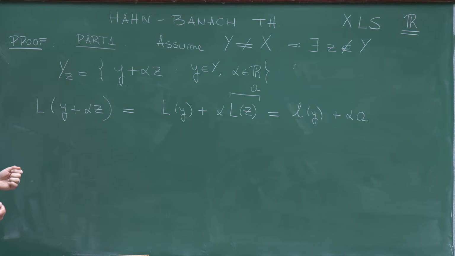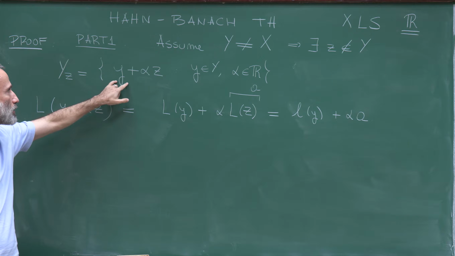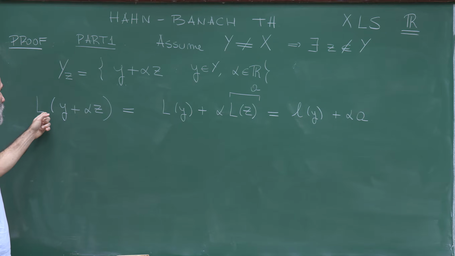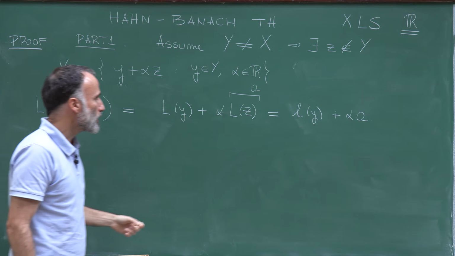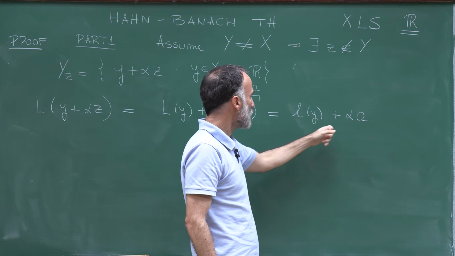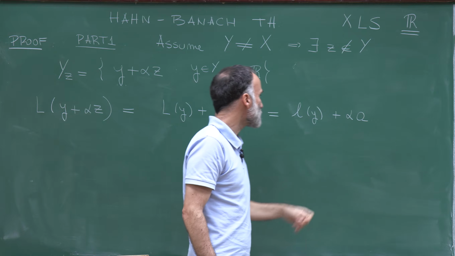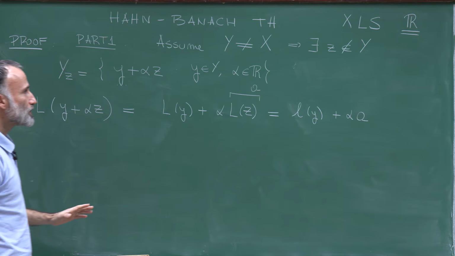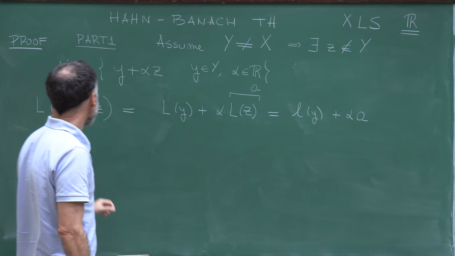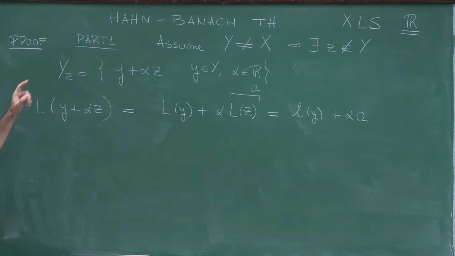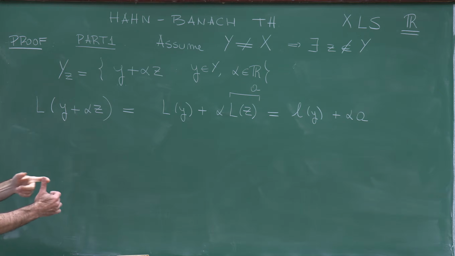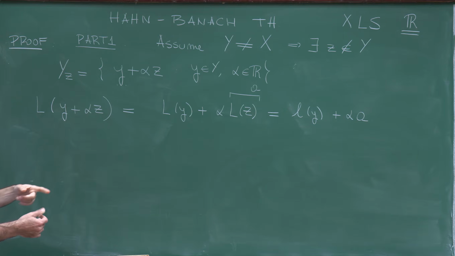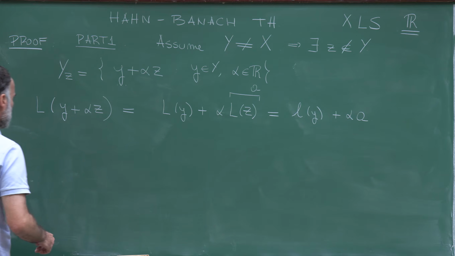then I can tell you what is the value of L at any point in Y + Rz. You take any point in Y + Rz, it can be decomposed in this way. Its decomposition is unique, and then L of this point has to be equal to l of y plus alpha times this value a which you fixed. So this has to be the definition of capital L on Y + Rz if I want capital L to be linear, and to be an extension of small l.